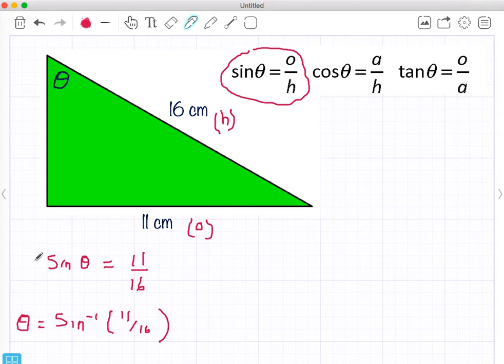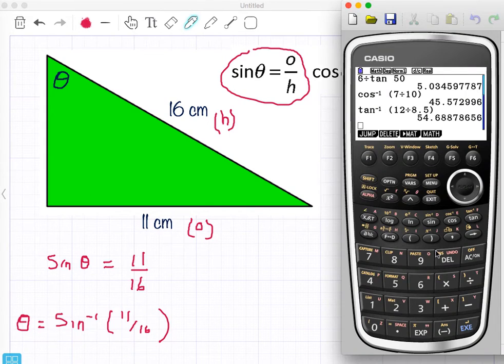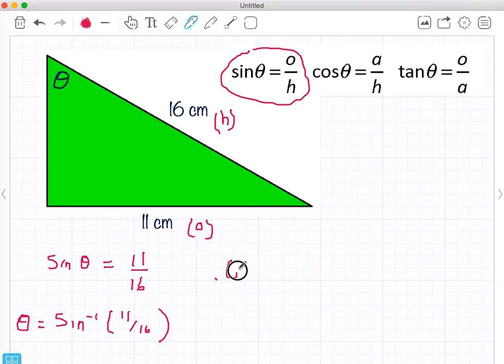11/16, and again, let's get our calculator up. Shift sine 11 divided by 16. So this will give us the missing angle of 43.4, and that's all missing angles done. So you should now be able to work out missing angles. You should also know how to find missing sides and how to label the right angled triangle sides.